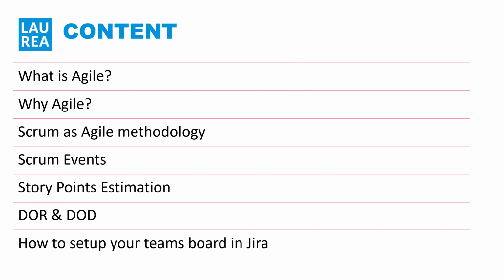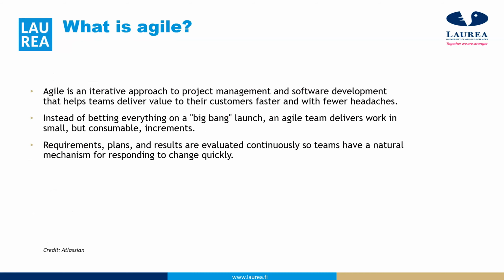And then we'll look at the definition of ready. When do you say that this story is ready to be implemented? And then the definition of done, that is, when do you put a stamp that this story is actually ready to be accepted. And then finally, we will look at how to set up your team board in Jira. So Jira is one of the tools that can help you to implement Agile or put Agile in practice. And so we'll be looking at that.